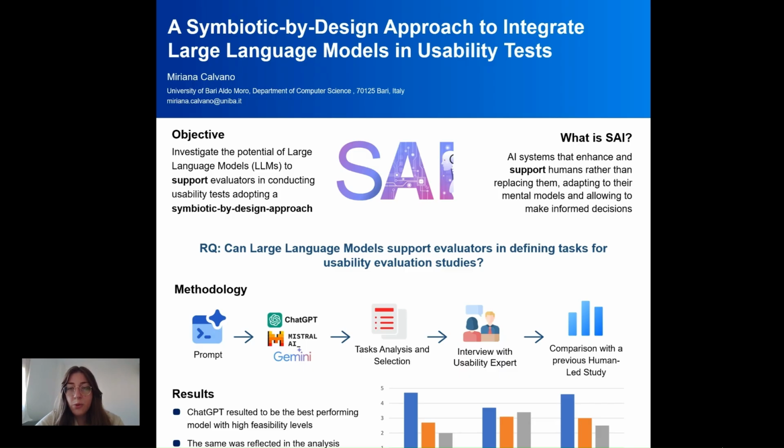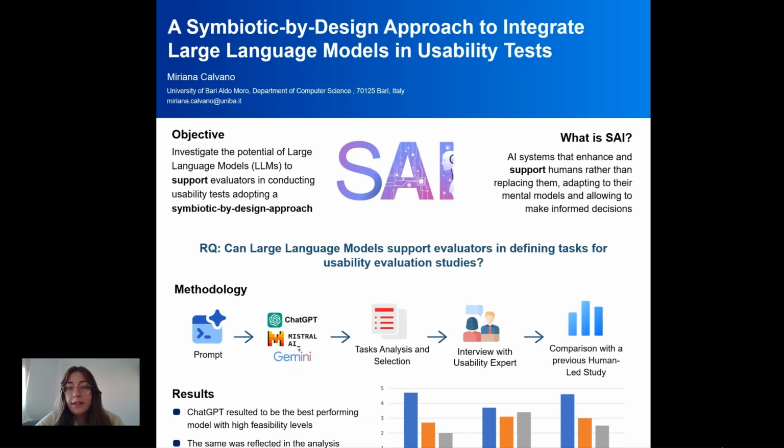In fact, this work aims at exploring how large language models can support evaluators to define tasks to administer during a usability study. This research is based on the concept of symbiotic AI, which refers to AI systems designed to enhance and support humans rather than replacing them. These systems adapt to human mental models and help people make informed decisions. In this work, across the whole methodology, a symbiotic-by-design approach is undertaken.